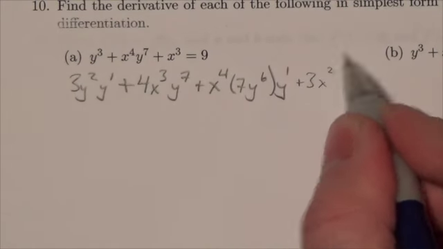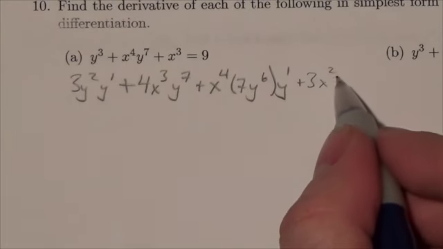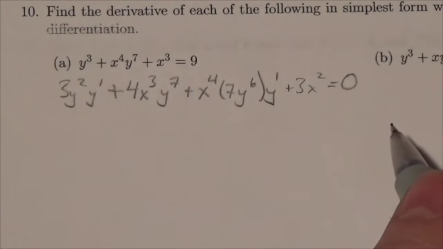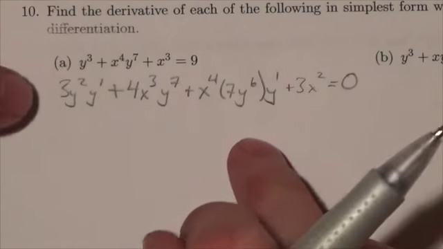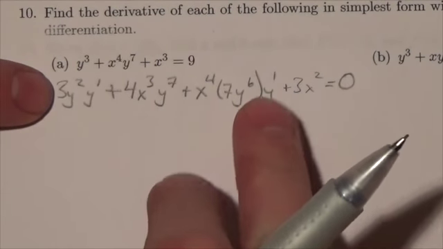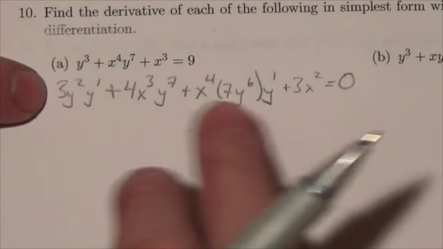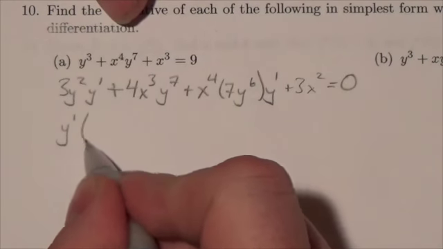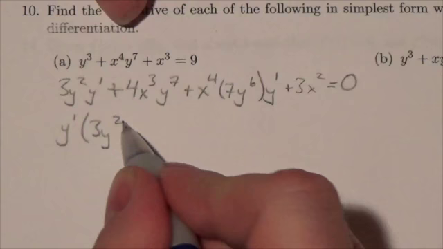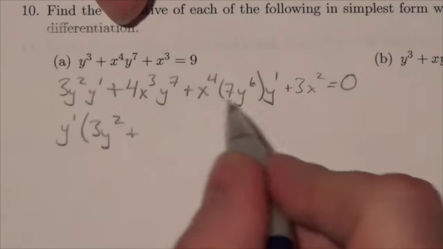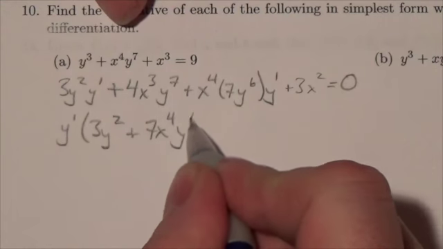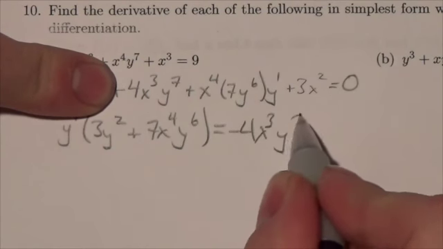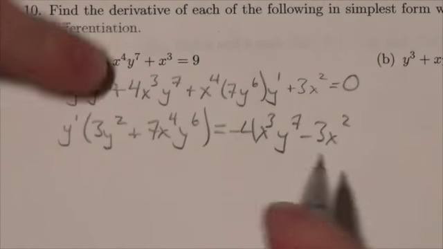Plus 3x squared, that's the derivative of the x cubed term here, equals, and don't forget that the derivative of a constant is 0. Now what I'm going to do is, I've got two terms in this expression that have the y prime in them. I'm going to factor the y prime out of those two terms. The other two terms I'm going to bring over to the other side of the equal sign. So I get y prime times 3y squared plus 7x to the fourth y to the sixth, and that is going to equal negative 4x cubed y to the 7 minus 3x squared.